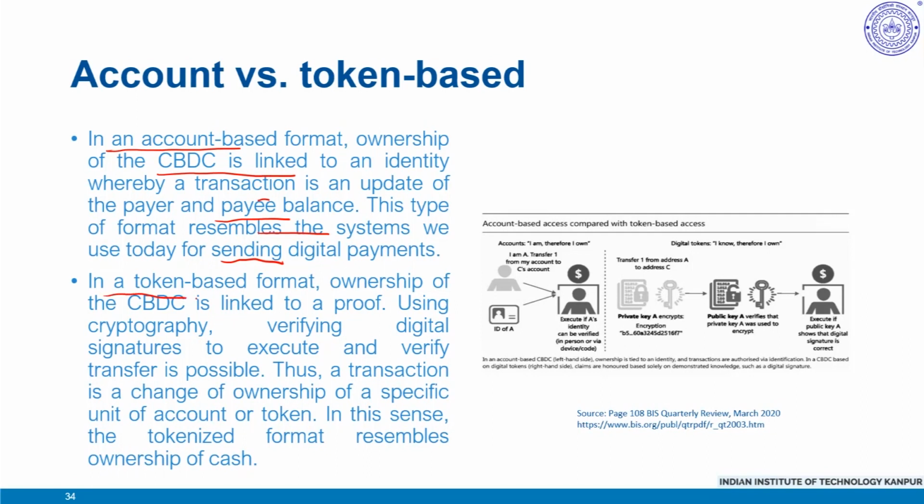Also, in a token-based format, ownership of the CBDC is linked to a proof. Using cryptography, verifying digital signatures to execute and verify transfer is possible. Thus, a transaction is a change of ownership of a specific unit of account or token. In this sense, the tokenized format resembles the ownership of cash.